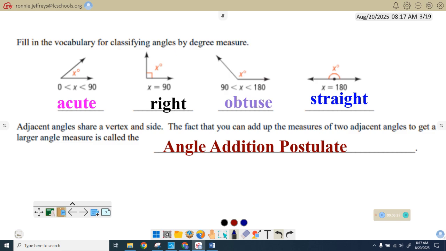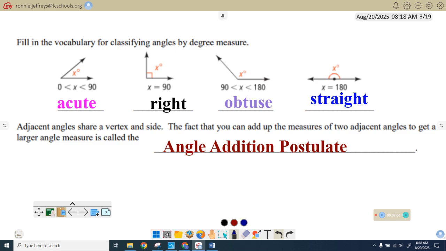Now, again, this should be a review for some of y'all. Some people will be like, I've never seen these before. Okay. So, an acute angle, okay, is between 0 and 90. All right. Right is 90. You know, if you're always cold, you can go sit in the corner because it's always 90 degrees.